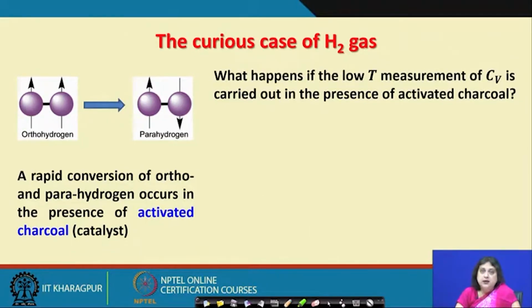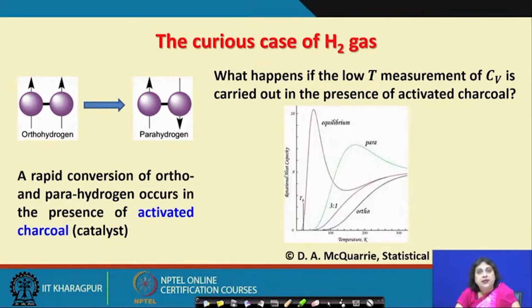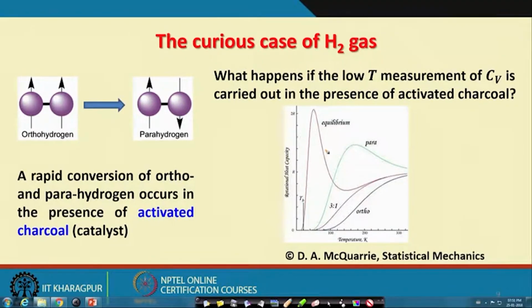Now, if the measurements of specific heat of hydrogen at low temperature were carried out in the presence of activated charcoal, then you would expect that the population of ortho will rapidly get converted to para at low temperature, even if I am having a low temperature. And then if you do the measurement, what you find is that the experimental data agree very well with how the specific heat should vary with temperature at very low temperatures if there is an equilibrium mixture.